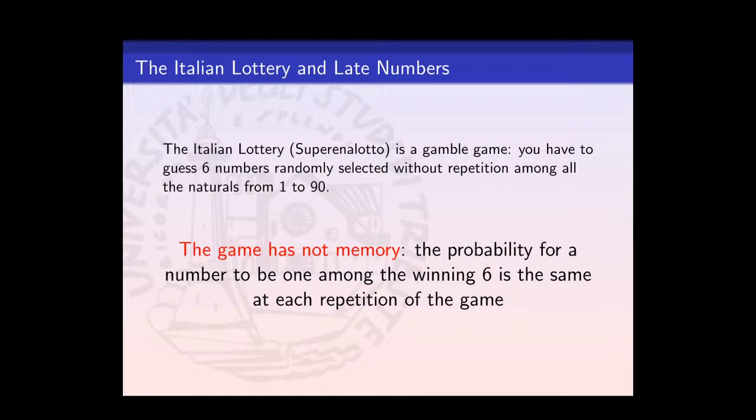So the Italian lottery, or Superenalotto, is a gambling game, and the idea is that you have to forecast, in some sense, 6 numbers which are randomly extracted from, how can I say, a box, let's say, without repetition. And the box at the beginning contains all the natural numbers from 1 to 90. Okay, 90.